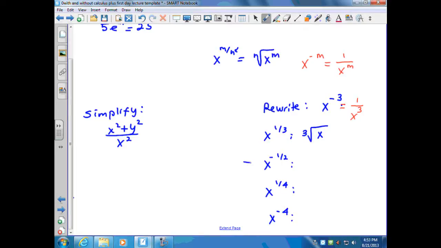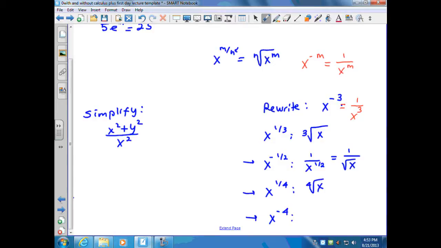Okay, here you have a combination, a negative and a fractional. I would first get rid of the negative exponent, which is 1 over x to the 1/2, and then get rid of the fractional exponent, write it as the square root of x in the denominator. Okay, simplify x to the 1/4. Again, that would be 4th root of x to the first, or just 4th root of x.